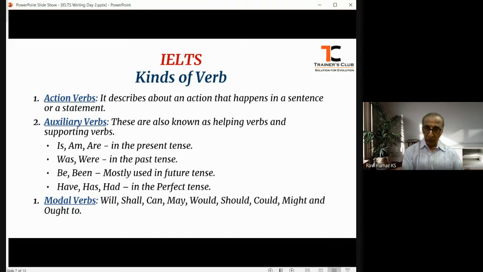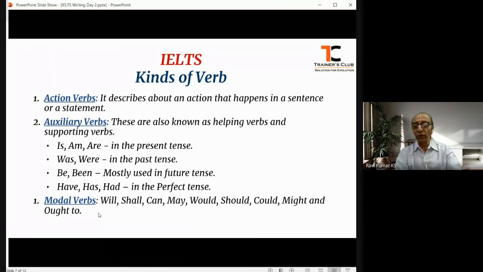So, these three verbs are used while framing a sentence in the perfect aspect. The aspect is the perfect tense. It can be present perfect or past perfect or even future perfect. So, when we frame sentences in the perfect aspect, then have, has, and had are used. Right?